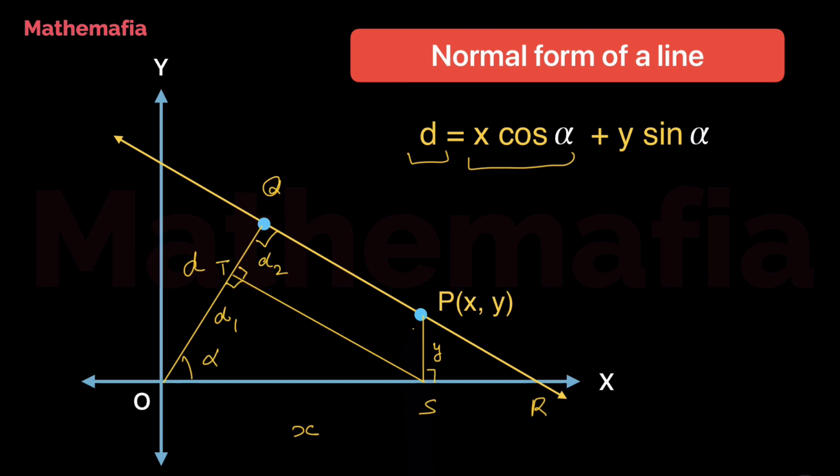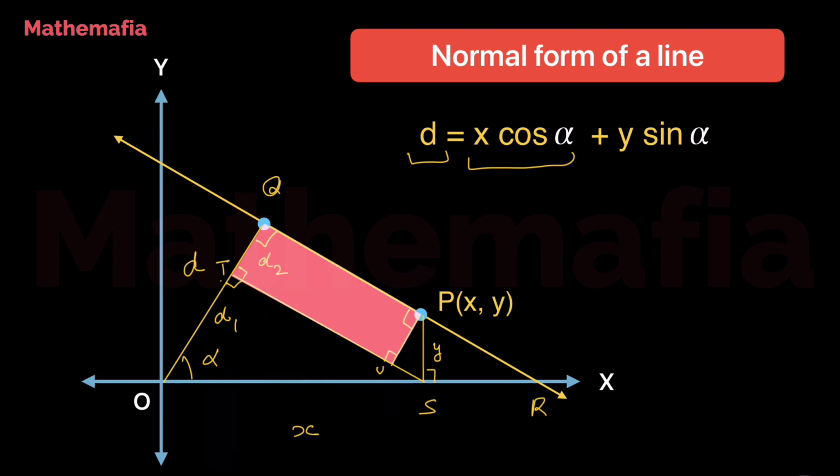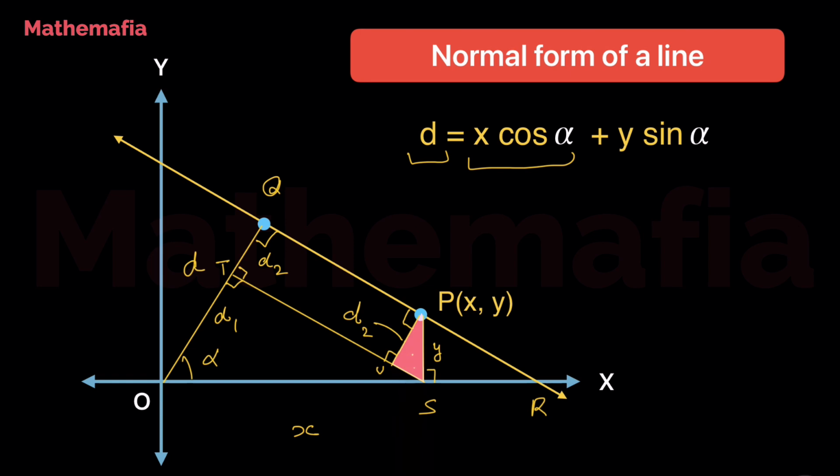Now to find D2, what I can do is draw a perpendicular from P on this line. Let's call it U. Now this angle is 90, this angle is 90, this angle is 90. So it means this is also going to be 90 degrees. So TUPQ will be a rectangle. So it means PU is also going to be D2. So QT and PU will be of the same length. Now using this triangle, I can find D2 in terms of alpha and y.